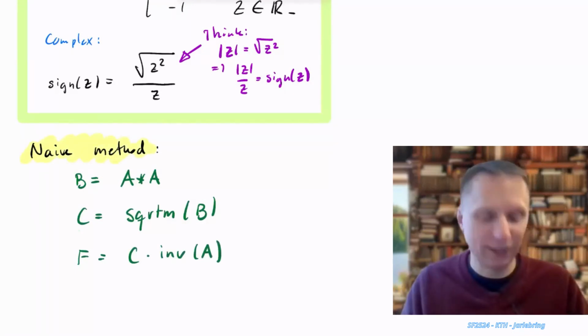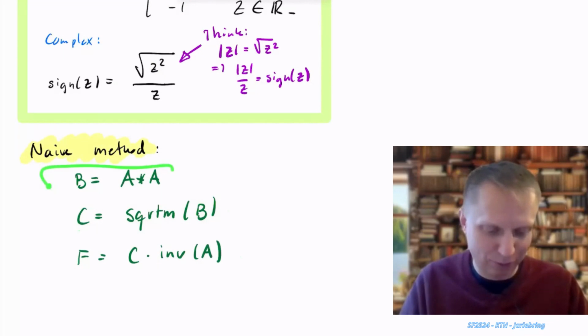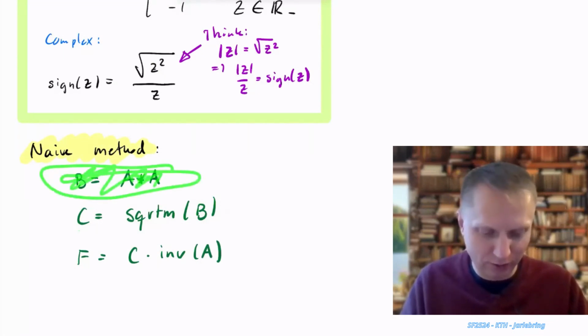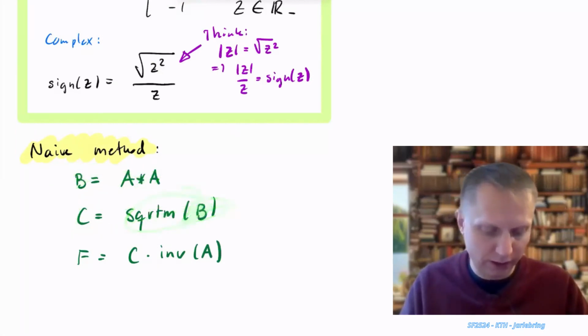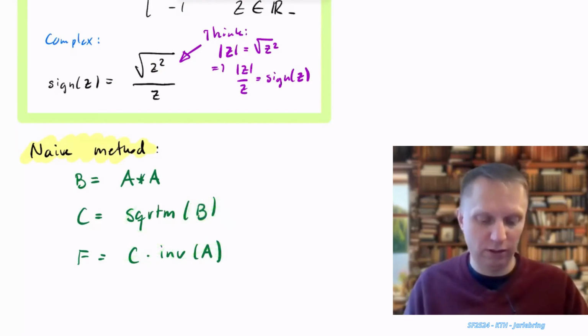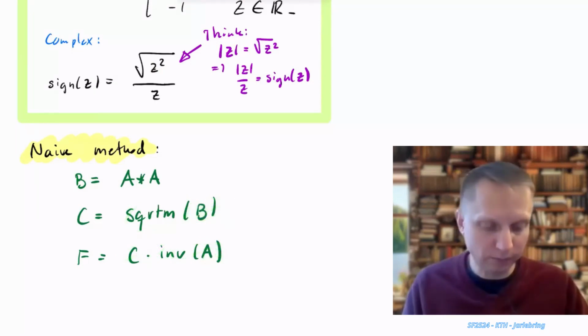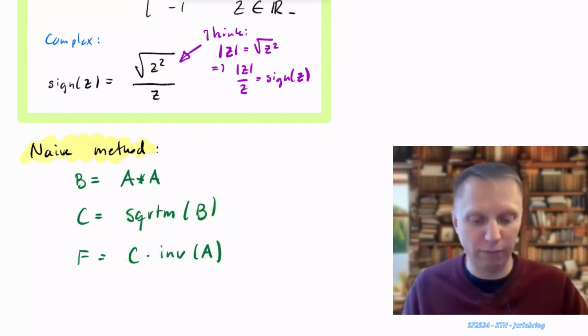You can write it in a programming language like this. So you square the matrix and then you take the matrix square root of the square, and then you multiply it with the inverse. You can do it from the left or from the right. So that's what we call the naive method.